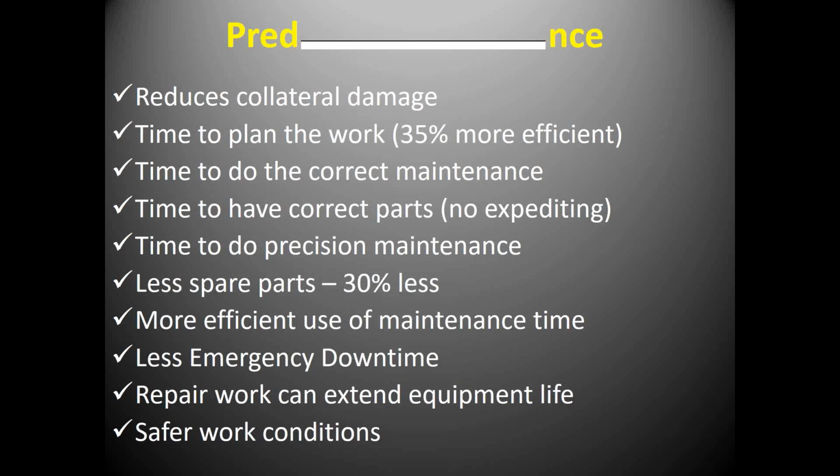This is something the company I came from did. We made the rule there that if you can predict a failure within 1 month, you were not allowed to stock the spare part. So we were able to reduce spare parts inventories by 30% at some major facilities in our company. It's more efficient use of your maintenance time because now they're actually doing work that's planned, less emergency downtime. The repair work we can do if we plan the work instead of doing it under reactive conditions. We can actually extend the equipment life, and it creates safer work conditions.